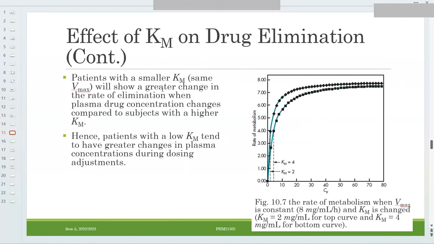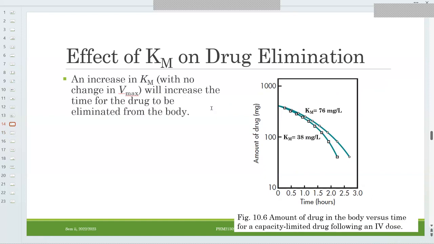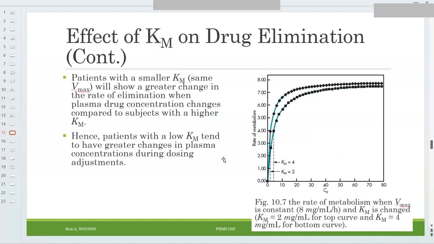Okay? And then the effect of Km on drug elimination, definitely an increase in Km will result in a decrease in drug rate of elimination. Increasing the Km will result in a decrease in the rate of elimination. So patients with a smaller Km, so inverse relationship, smaller Km have greater change in the rate of elimination when plasma drug concentration changes compared to subjects with higher Km.